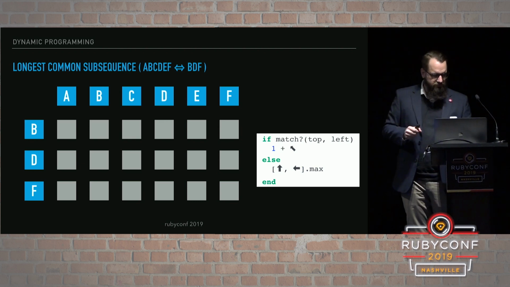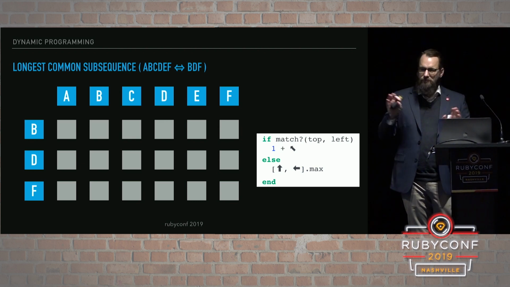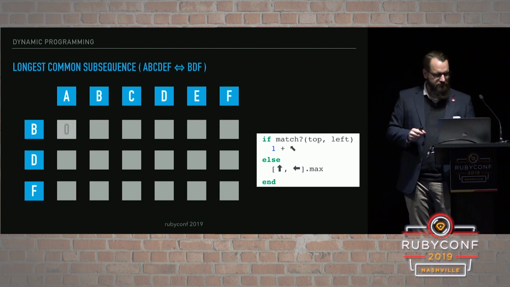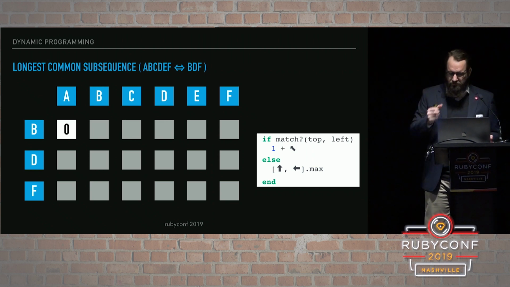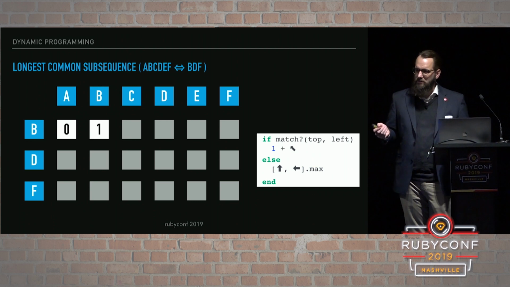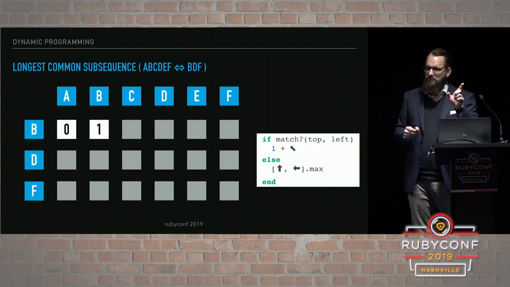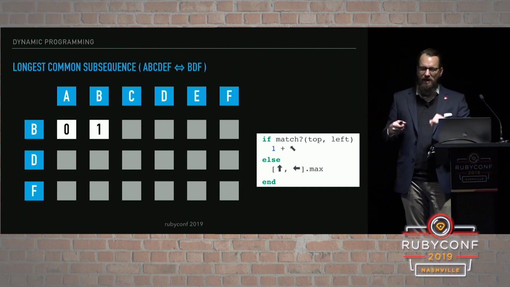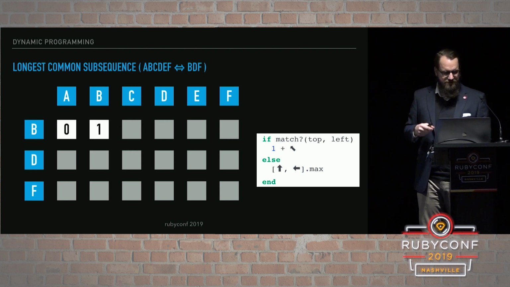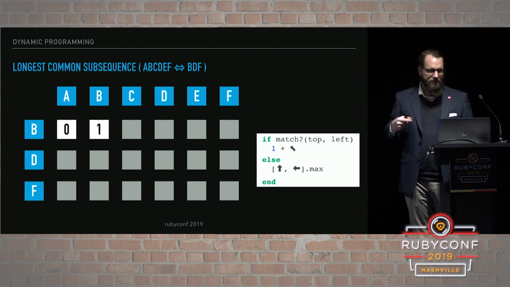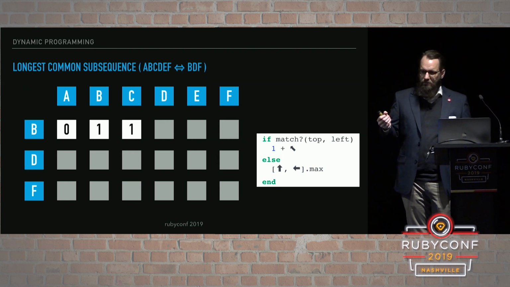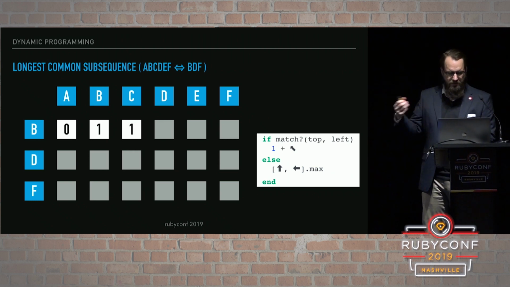So we'll see it here. First of all, assume that all out of bounds values are 0. So we're going to start. A and B do not equal each other, so that's a 0. Here we have our first match. B is equal to B. So what we're going to do is take the value up and to the left, which is by default 0, and add 1 to it, so we have a 1. Now we go to the next one, and C does not equal B, but the max of the 0 above and the 1 to the left is 1. So we keep propagating that through.